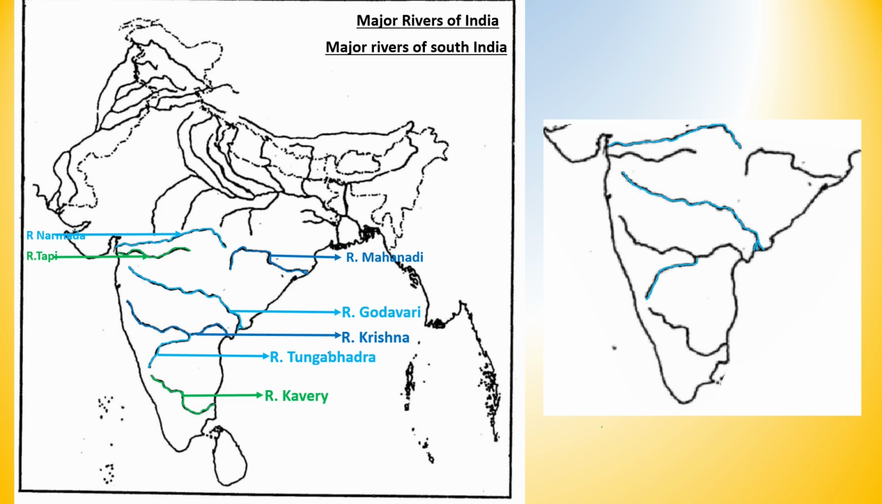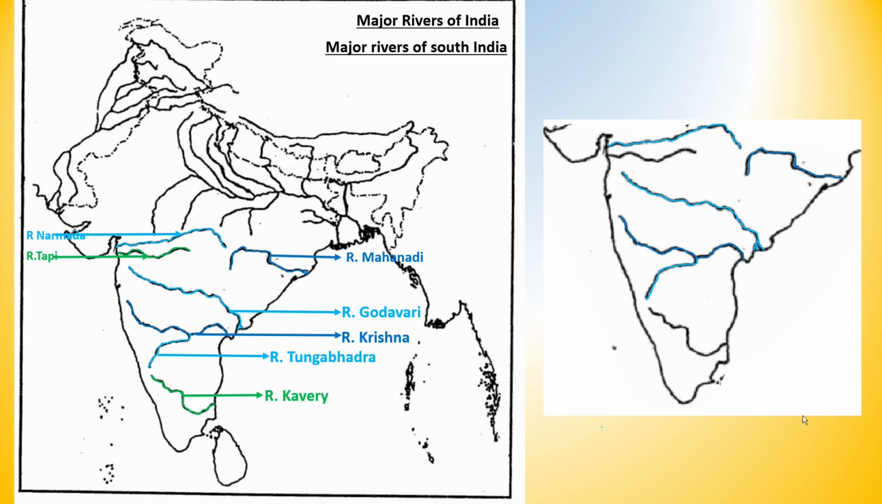Next one is coming River Krishna. That is the main river in which Tungabhadra has joined. That is Krishna. After Godavari, Krishna is one of the major rivers in South India. Next is coming Mahanadi, one major river that is flowing through Orissa and draining into Bay of Bengal.